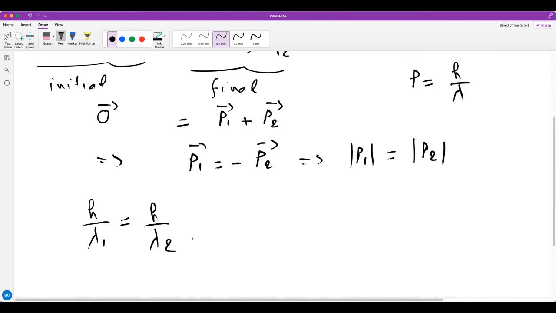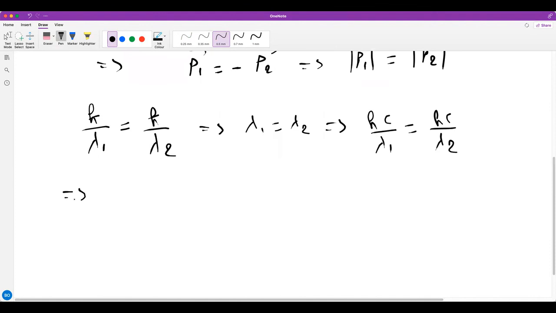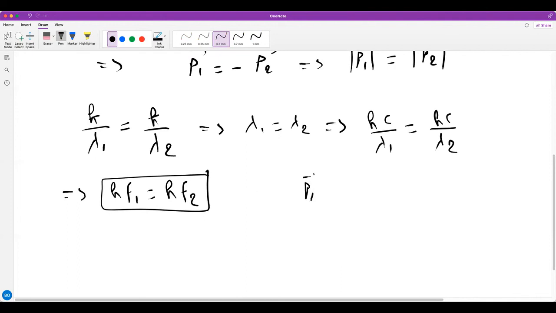So this means that h over lambda 1 is equal to h over lambda 2. Lambda 1 and lambda 2 are respectively the wavelength of photon number 1 and photon number 2. This gives me lambda 1 is equal to lambda 2. And since the photon's energy is hc over lambda, then they are equal. The energies are equal, so HF1 is equal to HF2. And in addition to that, because the momentum is in opposite direction, this means that they are produced at 180 degrees. Okay? Because they are equal, but in opposite direction.